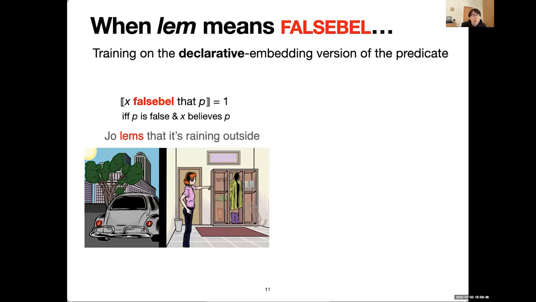So for example, they learned that Joe lems that it is raining outside is true in this picture. So in this picture, Joe is pointing at the rain gear. So she believes that it's raining outside, but it's in fact sunny outside. So she has a false belief that it's raining outside. And so in this picture, this sentence is true under the false bell reading. So Joe falsely believes that it's raining outside.